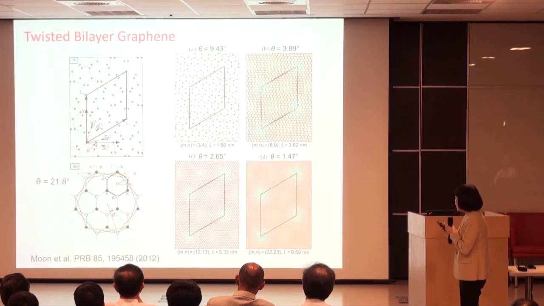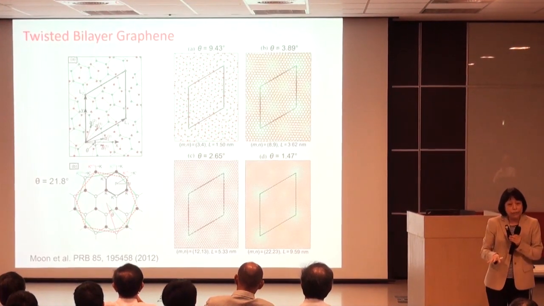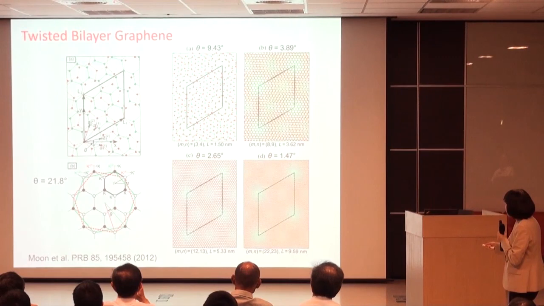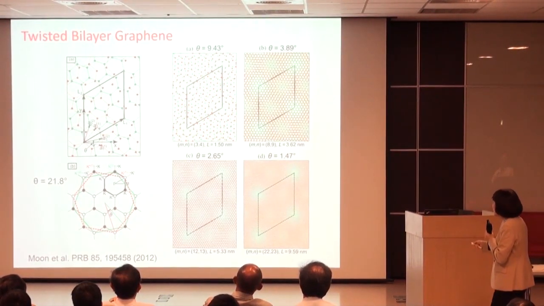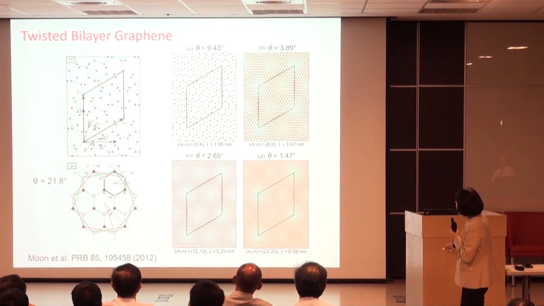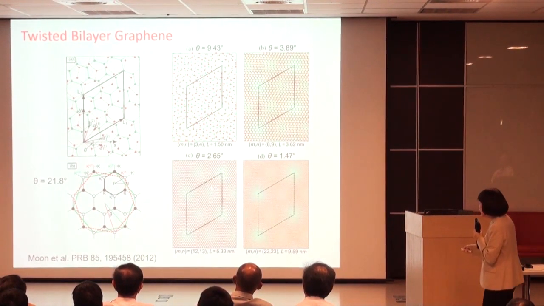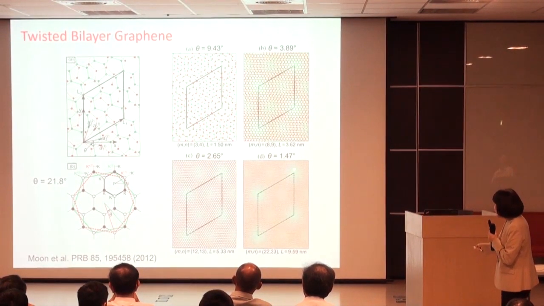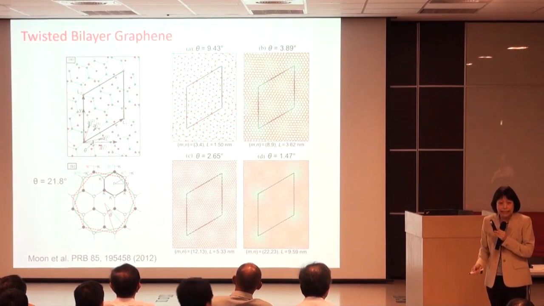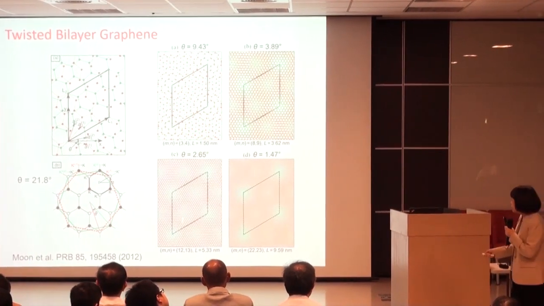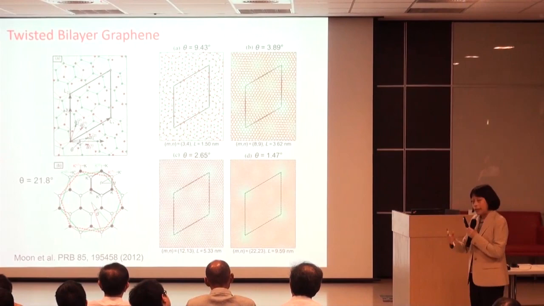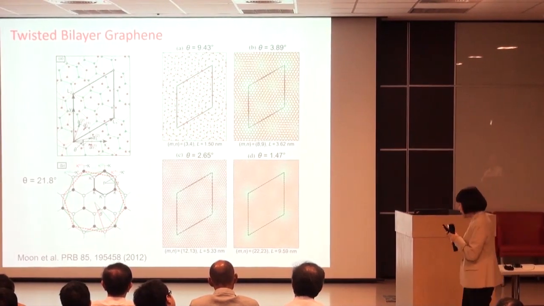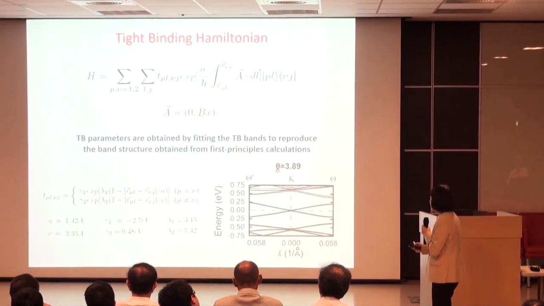Okay. However, if you go to twisted bilayer graphene, experimentally it will generate a moiré pattern, and depending on the different angles, the size of the moiré pattern increases when the angle decreases. So we could probably reach about 10 nanometers at about 1.47 degrees. This is much, much larger than the unit cell of the graphene lattice, so we can do the calculation.